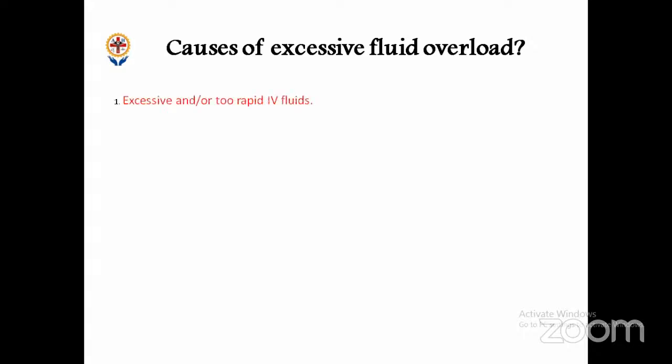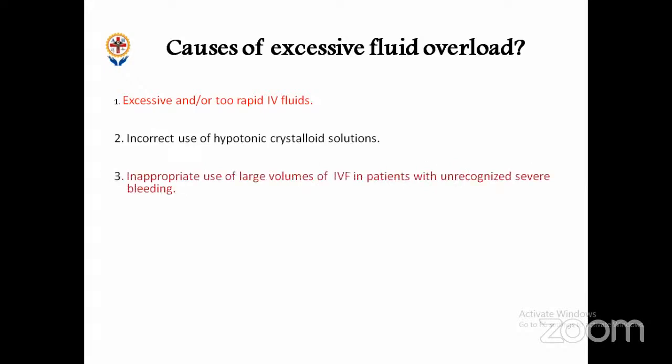So one thing is excessive and too rapid IV fluids in the initial phases, and incorrect use of hypotonic electrolytes. Apart from NS and DNS, in infants you cannot use other fluids. Half DNS is strictly prohibited in dengue management. You can try RL, but even RL is a little bit on the hypotonic side, 134 is its sodium. So I still prefer NS and DNS rather than RL, and no half DNS. And another is inappropriate usage of large volumes of IV fluids without recognizing severe bleeding. This is the commonest mistake we do.